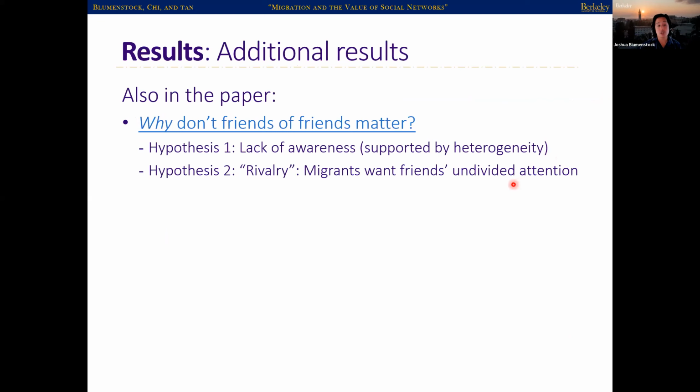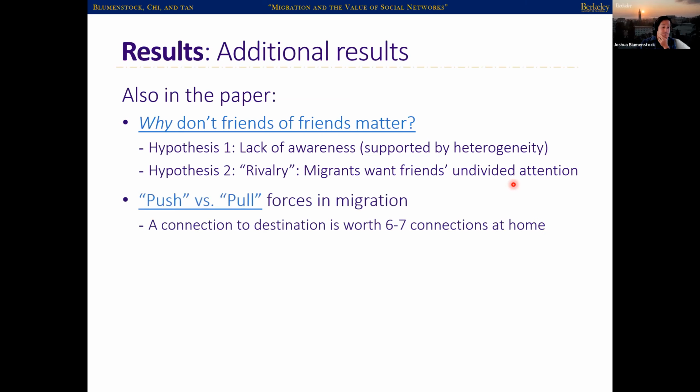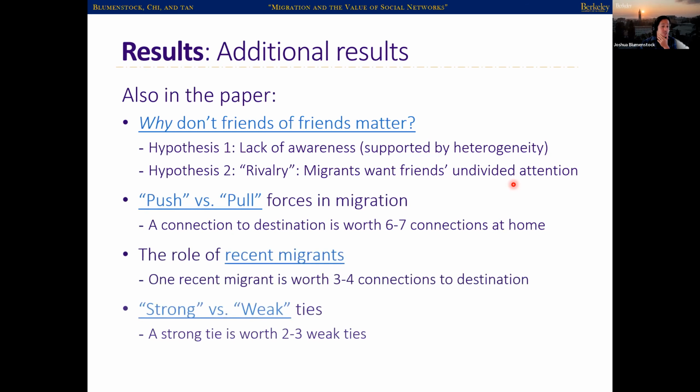There's also a literature on this rivalry hypothesis, which is that if you have one friend in the destination and you're considering migrating there, maybe you want their undivided attention. So the fact that they have lots of additional friends might suggest they might not actually be a great resource for you if you arrive in the destination. And let me skip this as well.